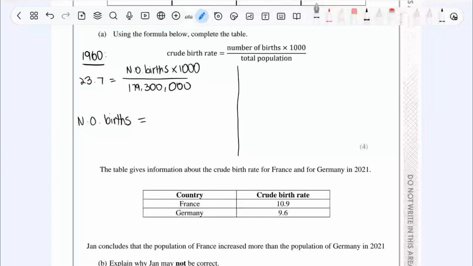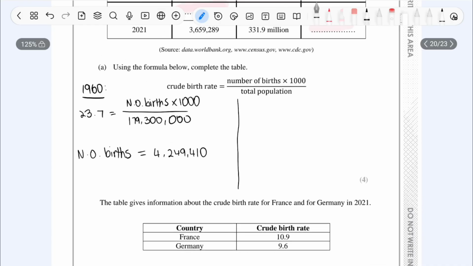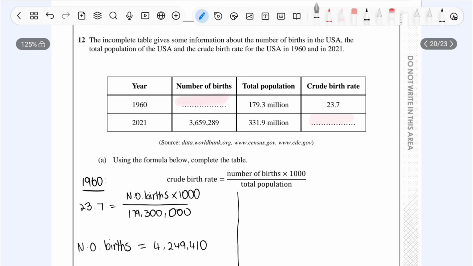is equal to 4,249,410. Now you can see why it gets a bit harder when you use this 179.3, because you'd have to do 4.249410 million. You'd have to do rounding, and it's not really good to do rounding for such a large number like that. But I'm not against that. You can do that if you wanted to, and it might be easier to spot that.